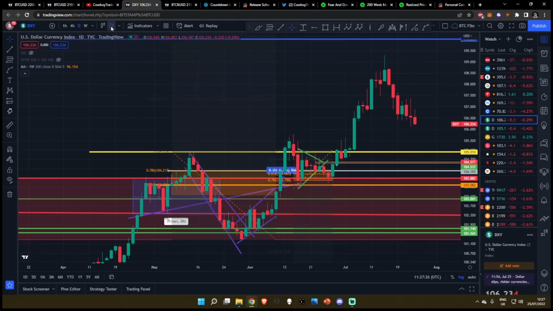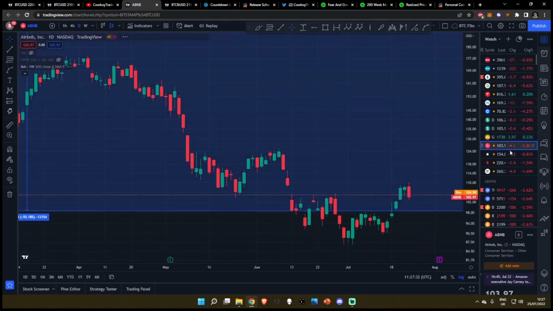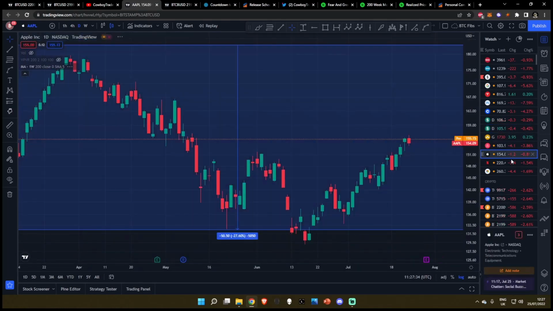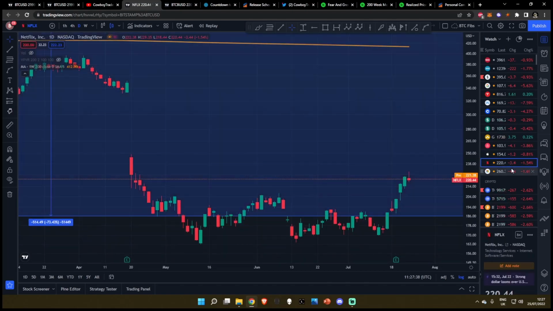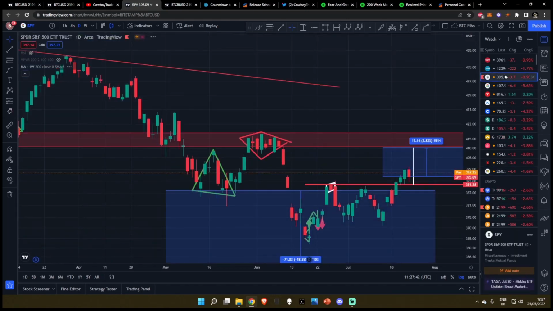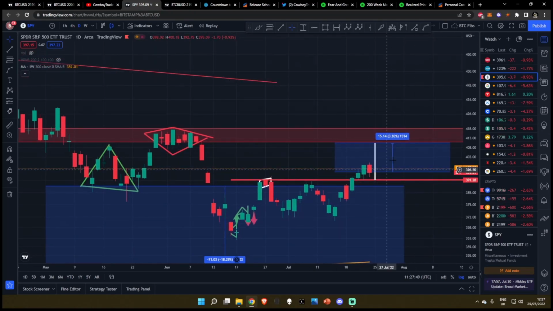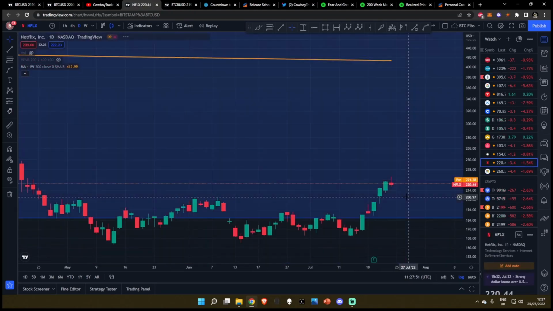DXY is heading down on the daily, but it is still in a massive parabola. We'll look at that in a second. Let's see what else is going on. Airbnb opening bearish. Apple opening bearish. Netflix bearish. Microsoft bearish. So really only the SPY pre-market is still opening bullish, so we'll definitely have to see how this plays out later on today.